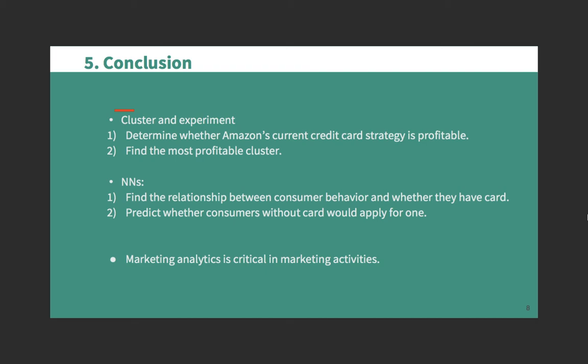Last but not least, classification is a very useful tool to identify different segments. And neural networks can help us find complex relationships which may not be linear or logistic. Also, experiments help us control the other factors. To conclude the presentation, marketing analytics is really critical in marketing activities. With the help of various methodologies and tools, finally, we can select the measurement and optimize our marketing campaign.